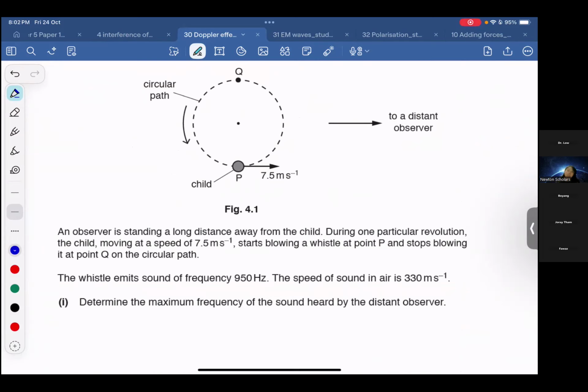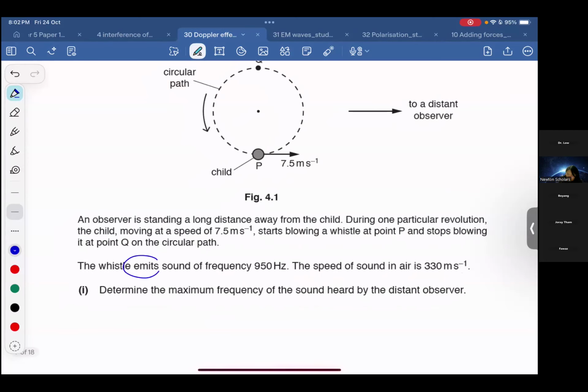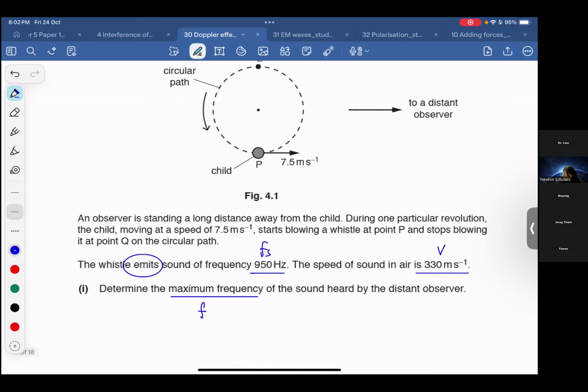So here, the child is the source. Now your source is rotating, and stops blowing it at point Q on a circular path. So here the sound emitted is the keyword. So this is the source, so this is the frequency due to the source. Speed of the sound in the air is v. Determine the maximum frequency, that means fmax, heard by the observer.